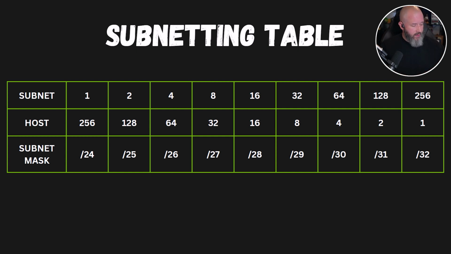Now you're going to do the subnets, which, if you recognize the pattern, is 1 to 256, and then you're going to do the host, which is the complete opposite. I hope this is making sense. If not, please drop a question down in the comments. I'll be glad to help. This is something that's going to take some practice.